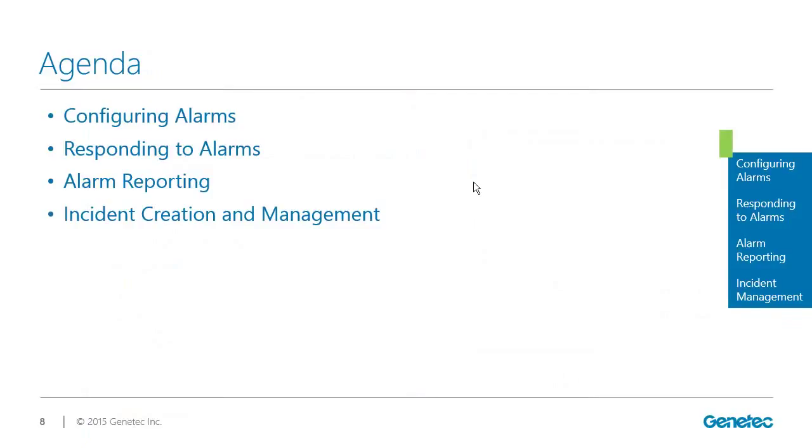Okay, so taking a look at the agenda for today, it's fairly straightforward. We're going to take a look at configuring alarms first, so anything we need to do to set them up. We're going to take a look at responding to alarms, the different ways we can do that, and we're going to look at alarm reporting next, and then after that we're going to take a look at the incident creation and management. The incident creation, you also may see that referred to as tile recording. So that's a new feature with 5.3, and can be used as part of an alarm process here as well.